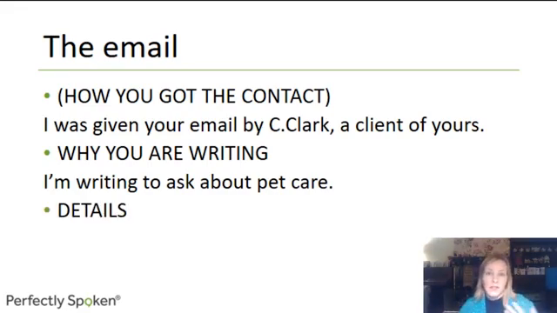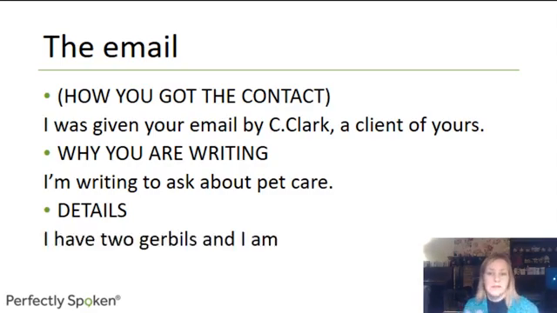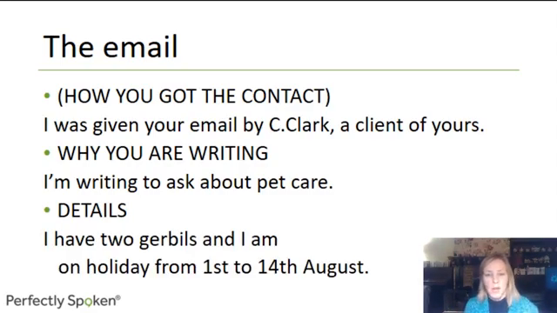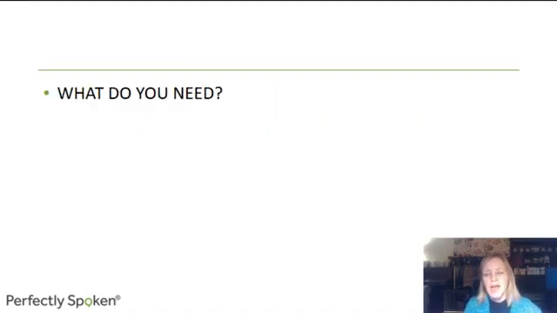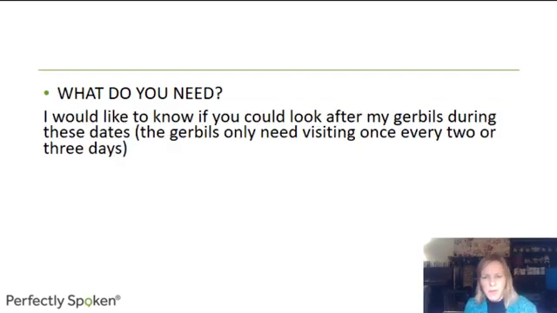And then you can write, if you want, details. So, for example, I have 2 gerbils and I am on holiday from the 1st to the 14th of August. So that's an example of details. And what do you need? I would like to know if you could look after my gerbils during these dates. And extra information in brackets: the gerbils only need visiting once every 2 or 3 days. That's different to a cat, for example.